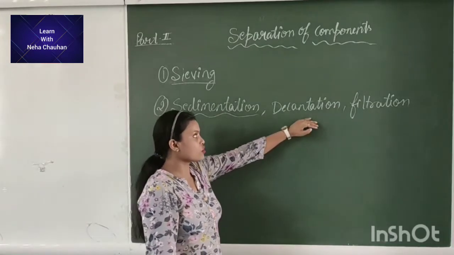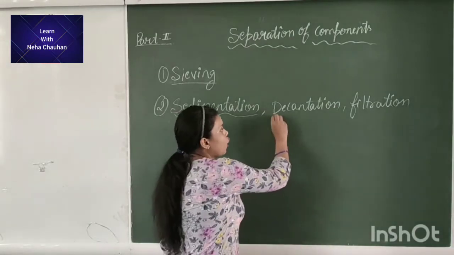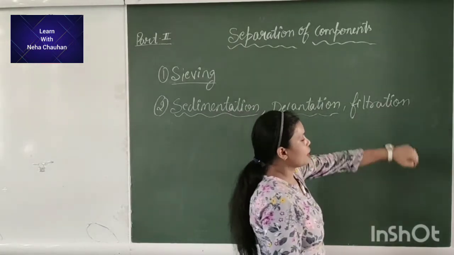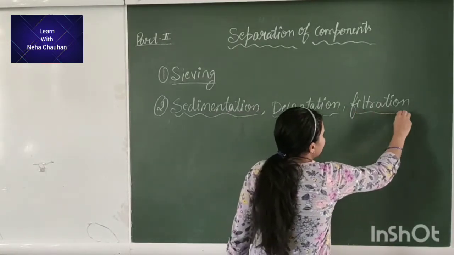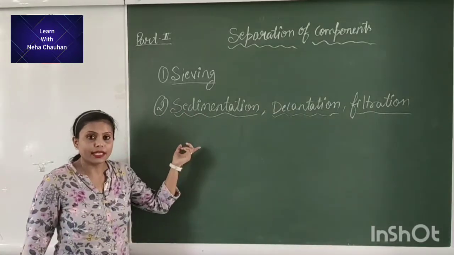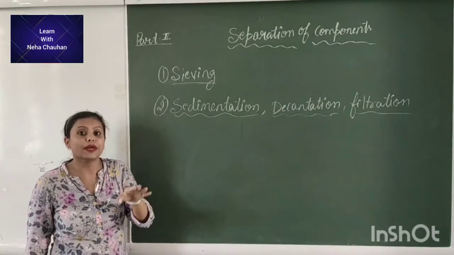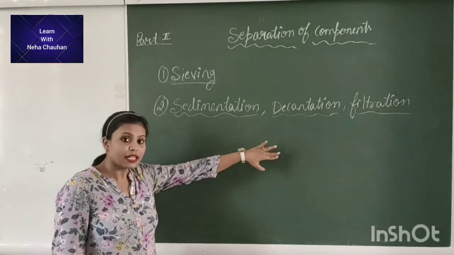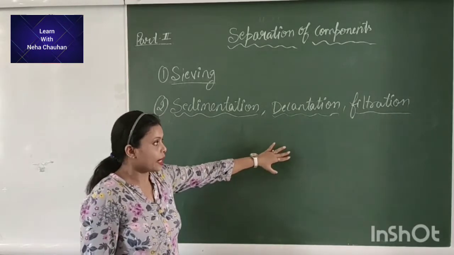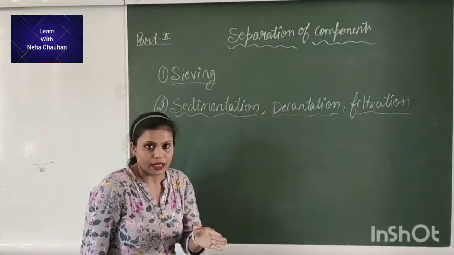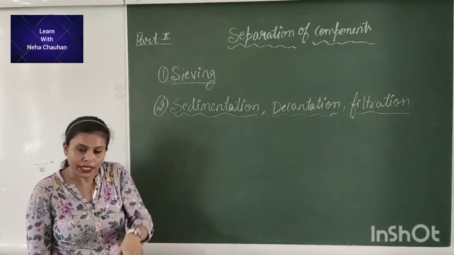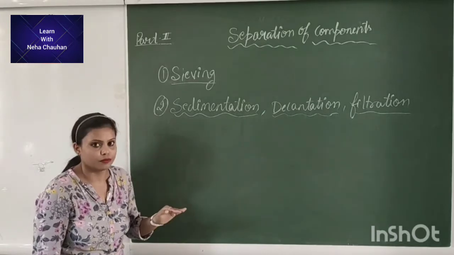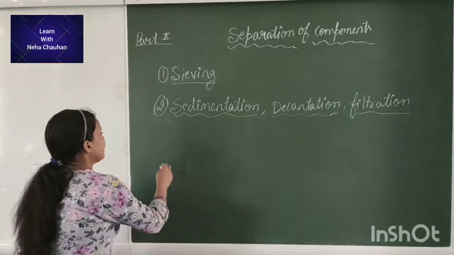Now decantation. Decantation is the removal of liquid layer from the mixture. Next is filtration. Filtration is to separate solid and liquid by a material called a filter. This filter material separates the liquid, allowing the liquid to fall into the beaker and the solid to not flow through it.